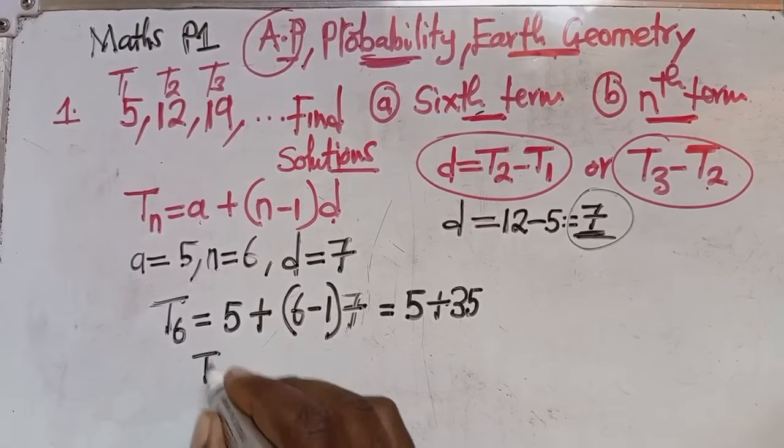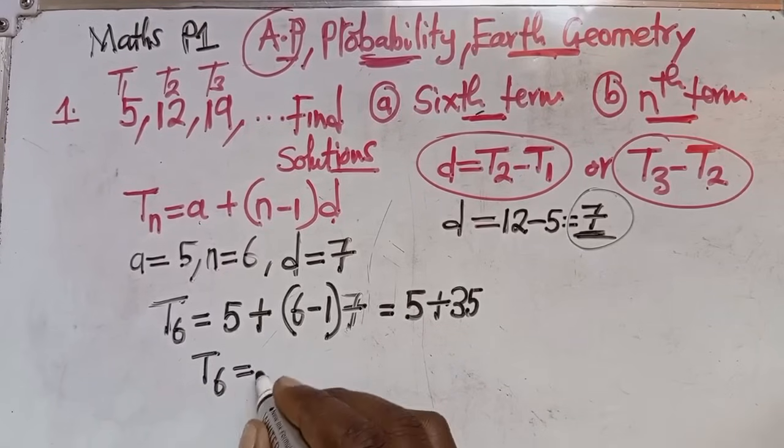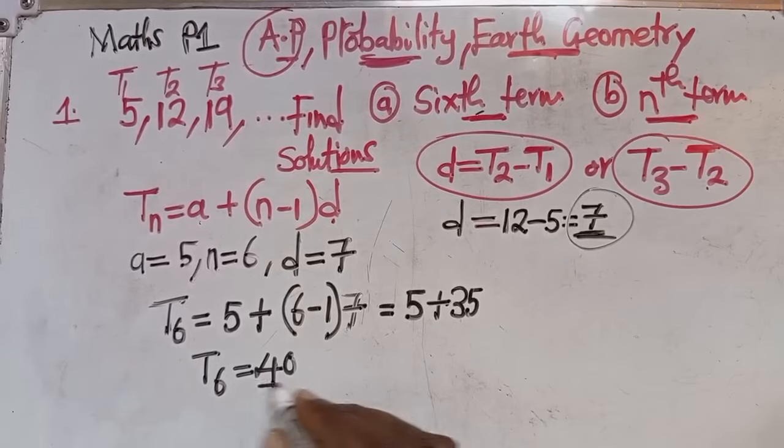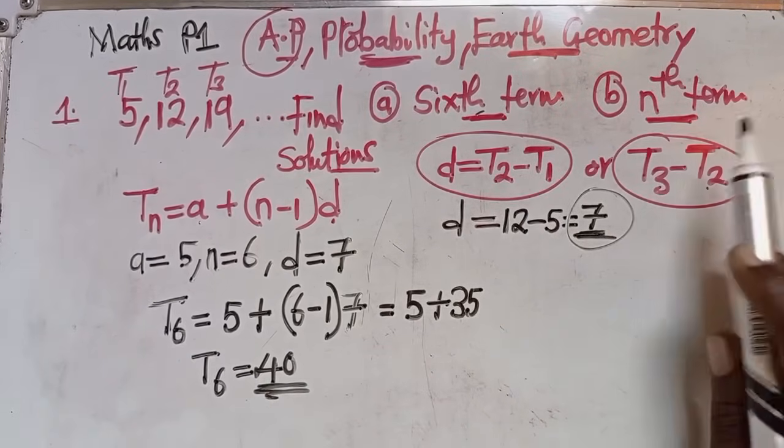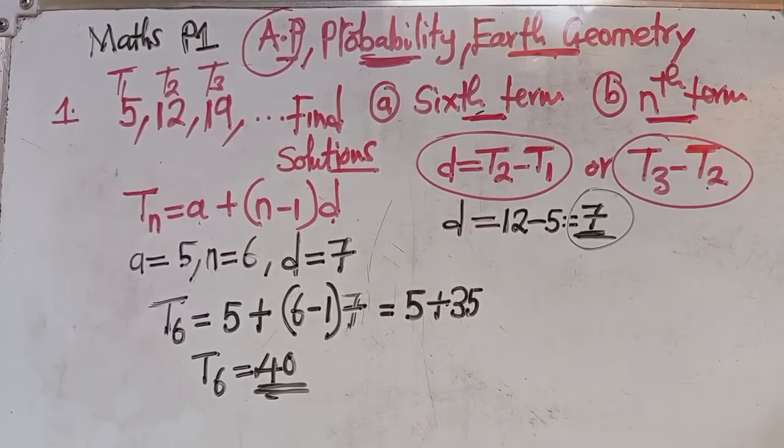Finally, the sixth term is equal to what? Is equal to 40. So meaning this is our answer. This is how you are supposed to answer it. Going now to this particular question where you are told to find the nth term. How can you find the nth term?